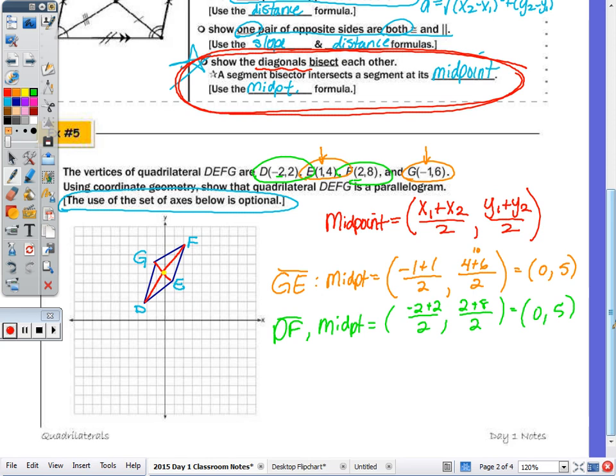Back in triangle proofs, my suggestion was the format since, then, therefore. You don't have to use it, but I will. And it would be: since the diagonals have the same midpoint, then they bisect each other. I'm restating the property.